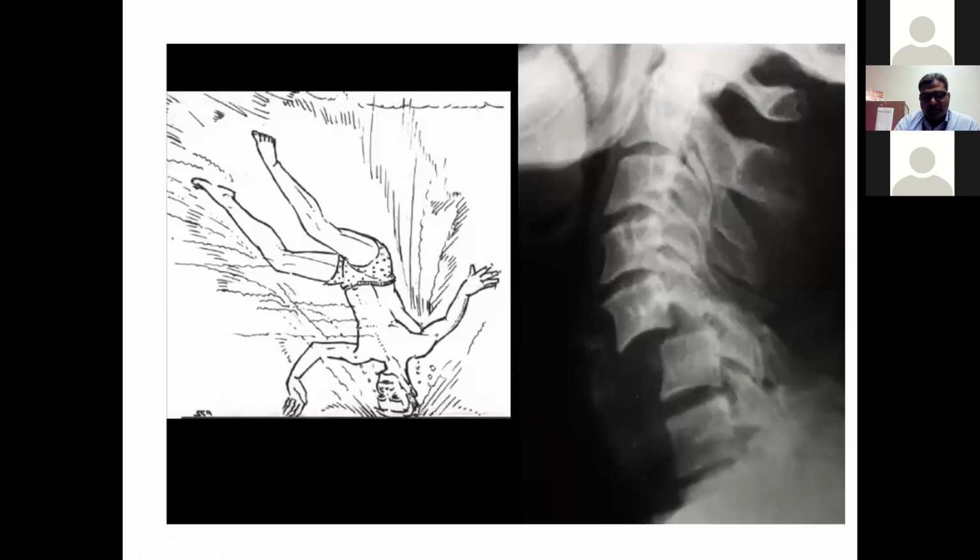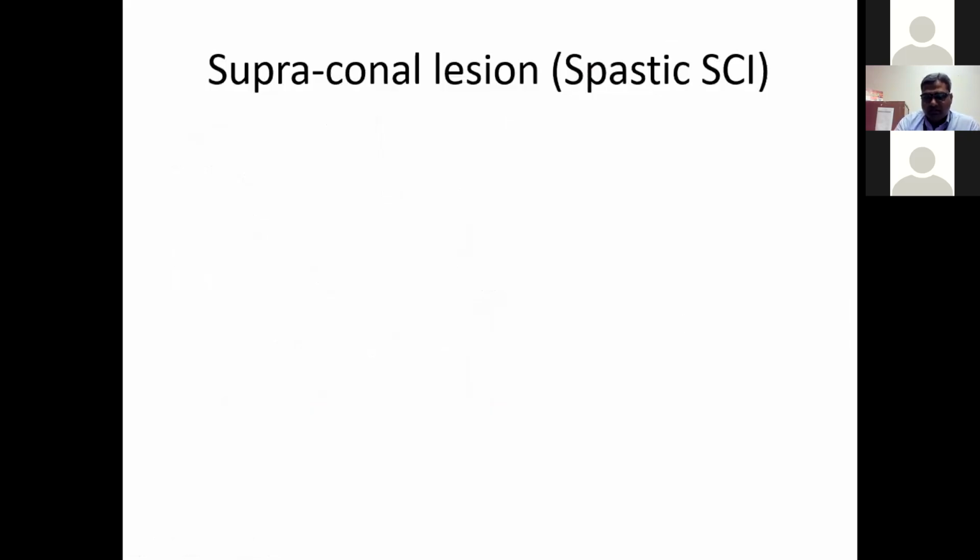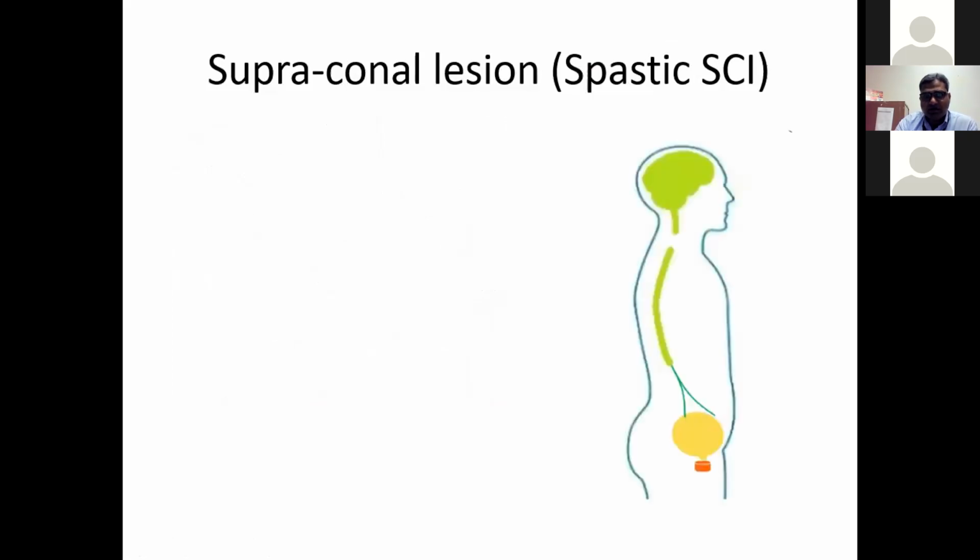This is another patient who had a history of a fall on his head, leading to injury to the cervical spine and cervical part of the spinal cord. So this is actually a suprasacral and supraconal lesion leading to spastic spinal cord injury. So this is the diagram over here. Can anyone tell me what the impact is and how the detrusor, bladder, bowel, etc. will behave in this scenario? So please write in the chat box.